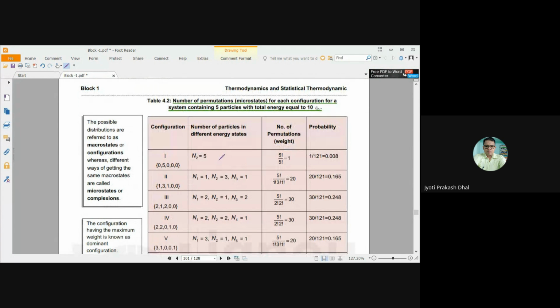And if we do the numerical for the 5 particle system, what we have already done by individual counting, but if we apply the formula here for the 5 particle system, the number of permutations or number of microstates for each configuration for a system containing 5 particles with total energy 10 epsilon 0. So this question we have solved by individual counting, but here we will do the same question by applying the formula for W and formula for P.